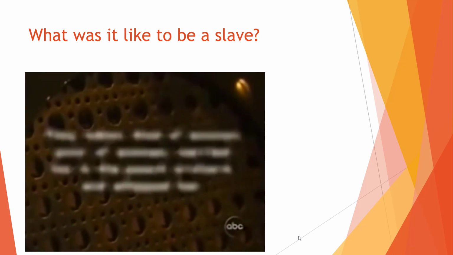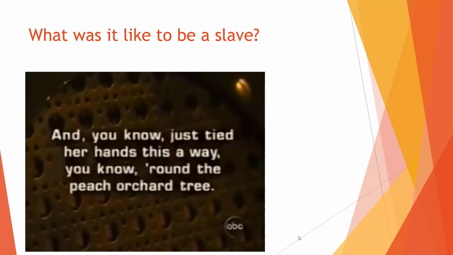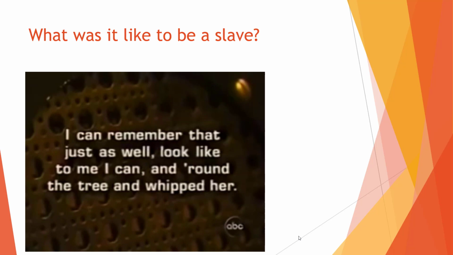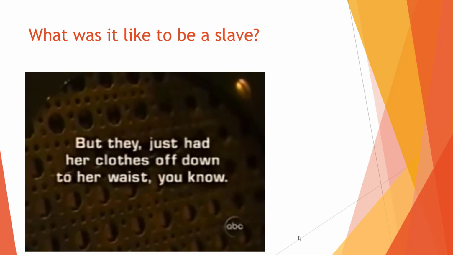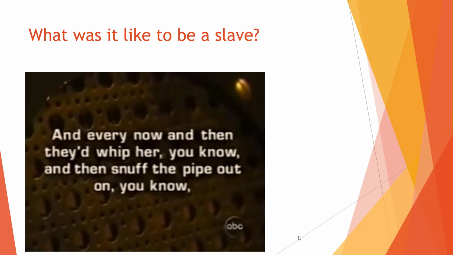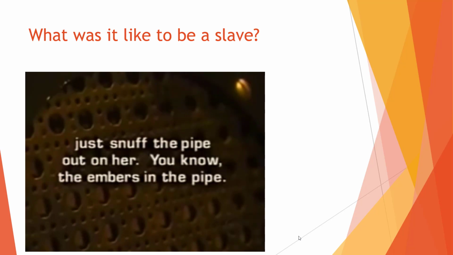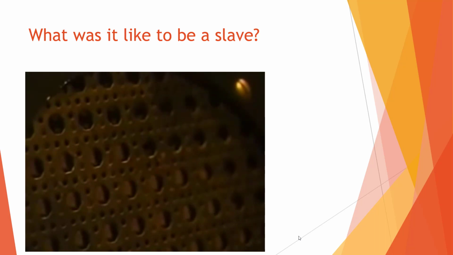But I think that old woman, poor old woman, carried in the peach orchard and whipped her. And just tied her hand this way, around the peach orchard tree. I remember that just as well, and round the tree and whipped her. And well, she couldn't do nothing but just kick her feet. It just had her clothes off down to her waist. It didn't have her plumb naked, but they had her clothes down to her waist. And every now and then they'd whoop her, and then snuff the pipe out on her. The embers in the pipe. Did you ever see the pipe smoking? Blow them out on her? Mm-hmm. Good Lord, have mercy.